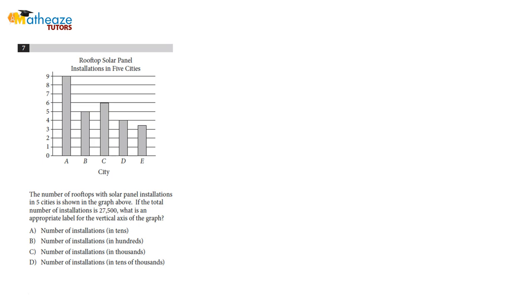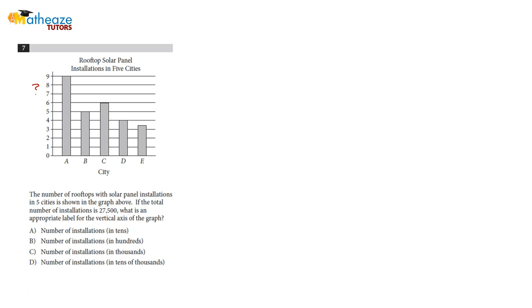So the number of rooftops with solar panel installations in 5 cities is shown in the graph above. If the total number of installations is 27,500, what is an appropriate label for the vertical axis of the graph? So what is the appropriate label for this axis right here?